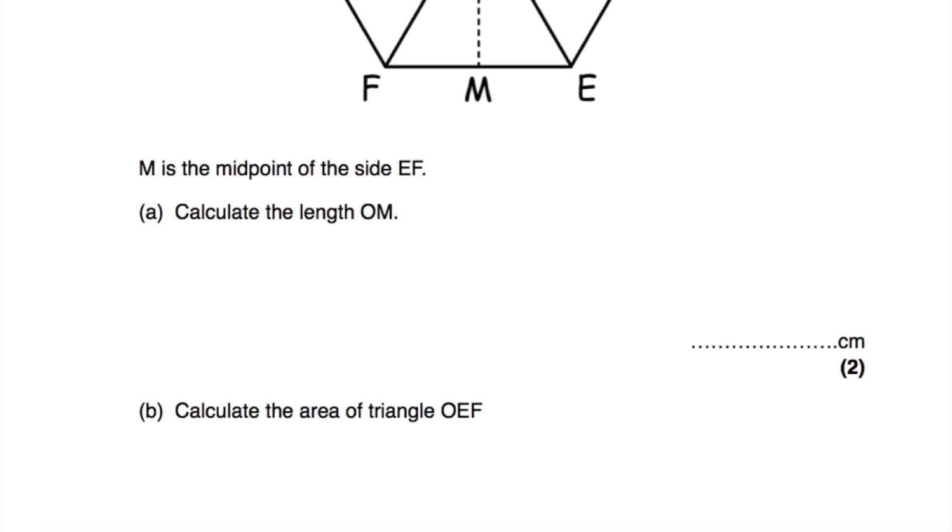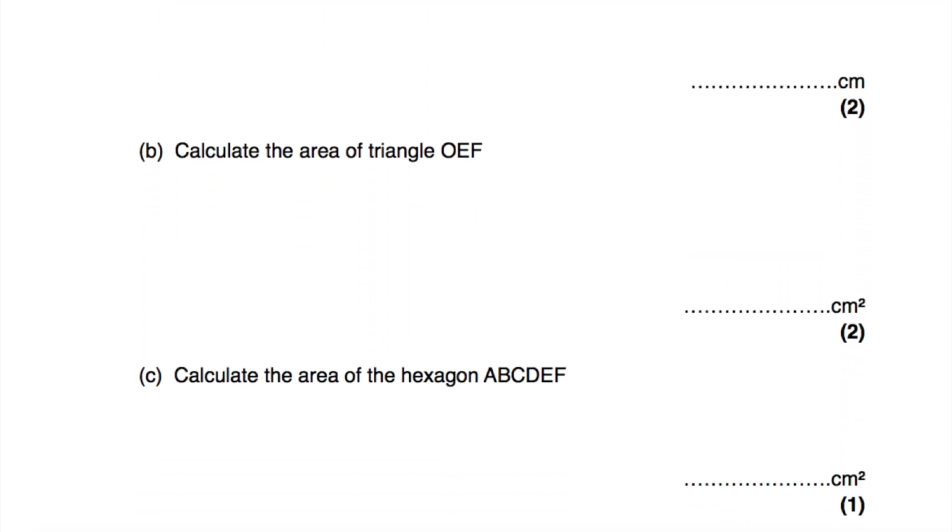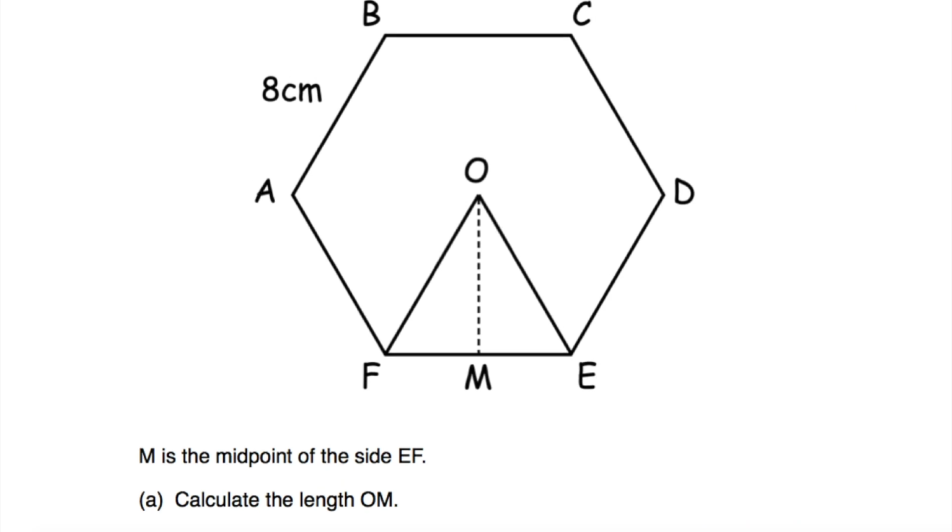Then part B says to calculate the area of the triangle, and part C, find the area of the hexagon. So let's do that. We want to find the length in part A of OM, so the length of that line. Remember here we've got our triangle, that's an equilateral triangle because we can cut a regular hexagon up into 6 equilateral triangles. If we cut it in half, that'll be a right angle, like so. We know the whole side length is 8 centimeters, so that means this distance would be 4 centimeters from M to F, or from E to M.